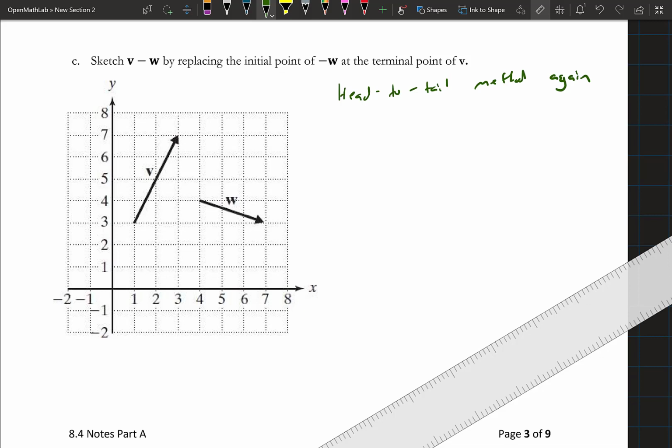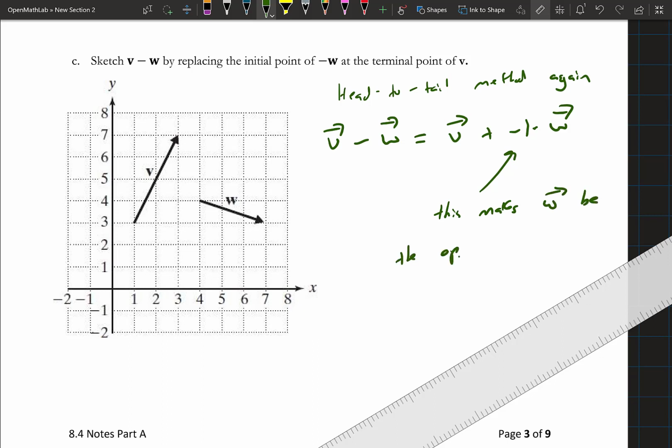Right, so just something to write out is vector v minus vector w is the same thing as vector v plus negative 1 times vector w, right? And it turns out if you multiply a vector by negative 1, it keeps the same magnitude, but it makes it be the opposite direction, right? So this makes vector w be the opposite direction.